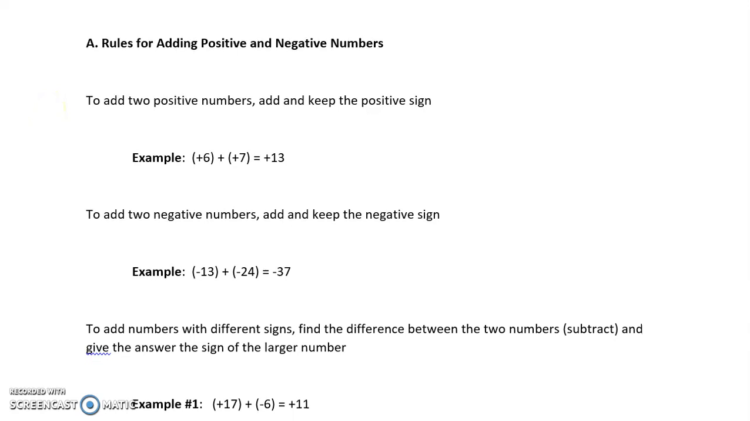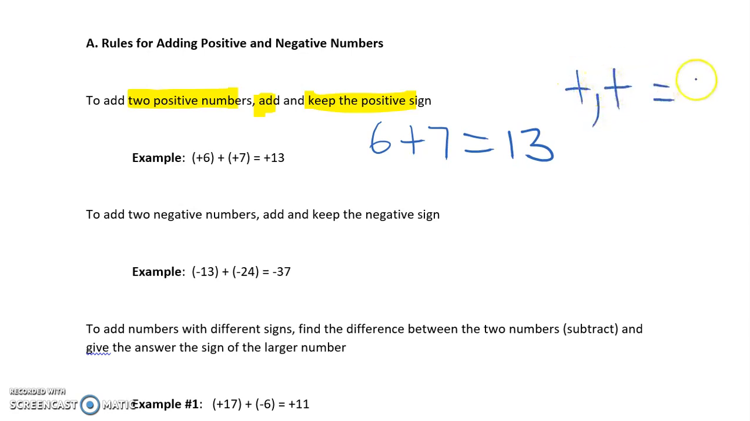If you're going to add two positive numbers, we want to add and keep the positive sign. So for example, in this question here, these brackets don't really mean anything. That question is just saying what's 6 plus 7, and we know that's 13. So positive, positive gives a positive answer. With addition, a positive and a positive gives a positive.